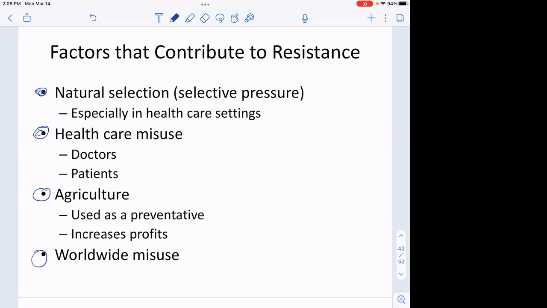And worldwide, in other countries, you can get antibiotics just by walking into a drugstore and buying them off the shelf. So people take them at the wrong dose, and they don't take them as long as they're supposed to. They might just take them for a couple days, and then it's not enough. It only kills some of the bacteria and doesn't entirely get rid of the infection. So that's a problem as well.